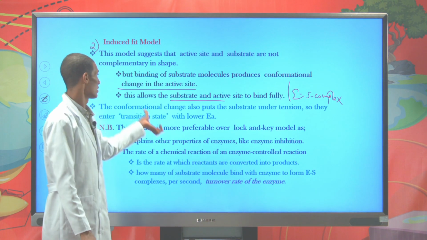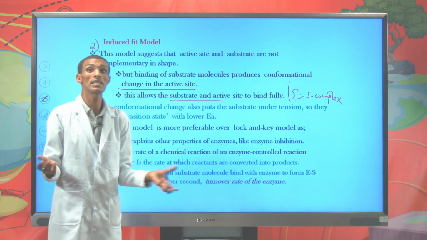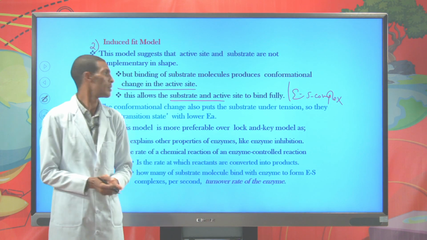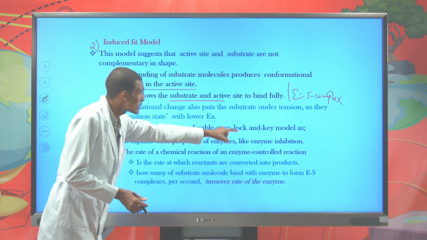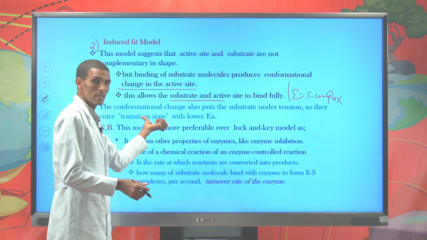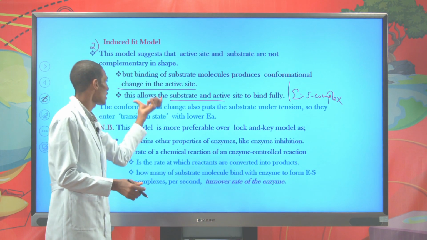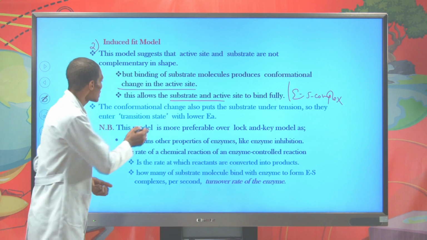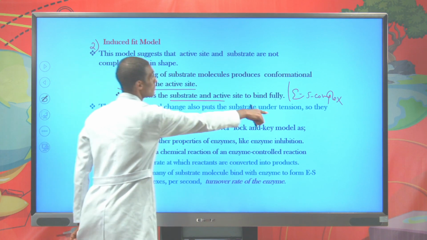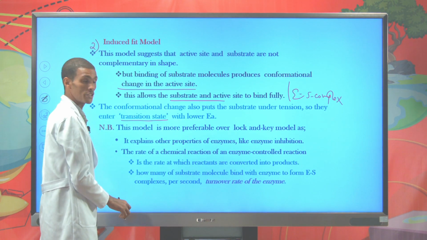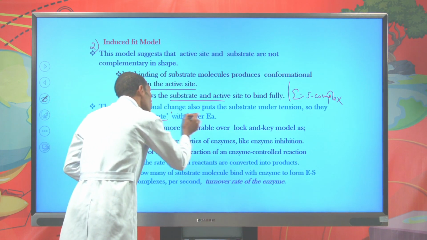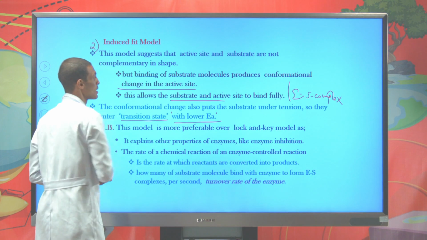So here, these conformational changes bring the substrate under tension. Substrate under tension allows the reaction to easily enter the transition state or intermediate. There is easy jumping of the activation energy barrier if the substrate is put under tension. So there is a kinetic energy increase found here. With this, activation energy becomes lowered.